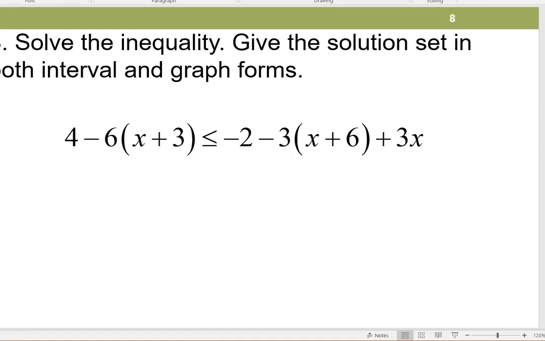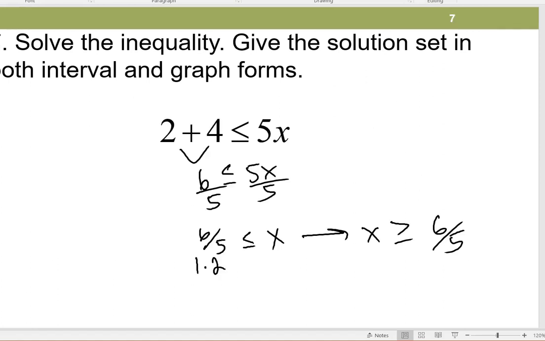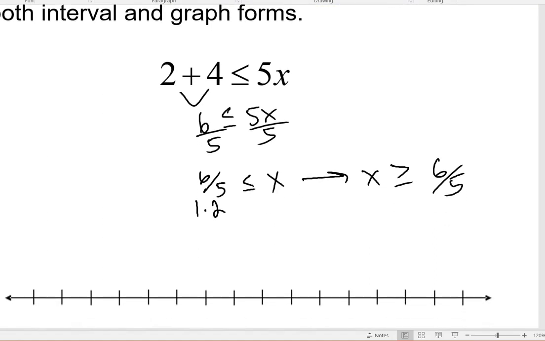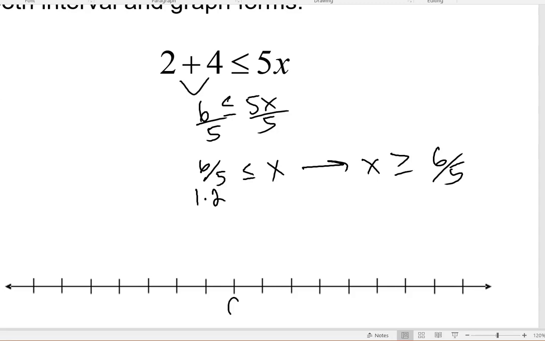So how do I graph this? Not like that. Just need to see more of the screen. Sorry. See if I can get there. Okay. There we go. So we do 0, 1, 2. Somewhere between 1 and 2 would be 1.2. It would be a closed dot or a bracket, shaded greater to the right.